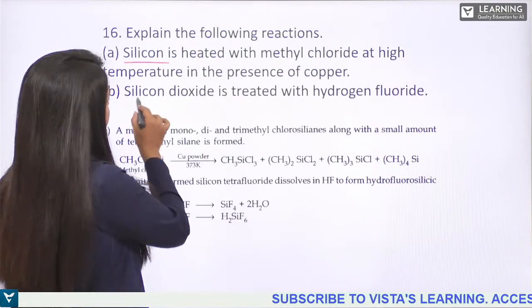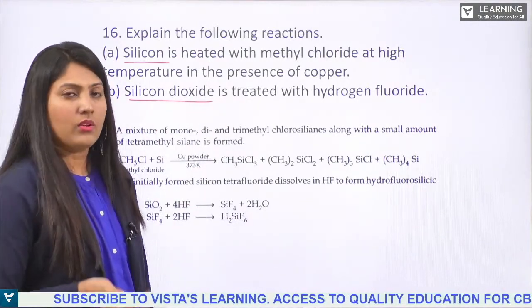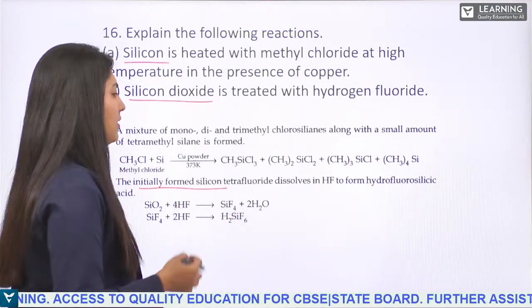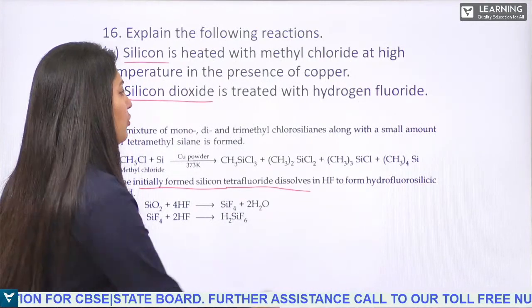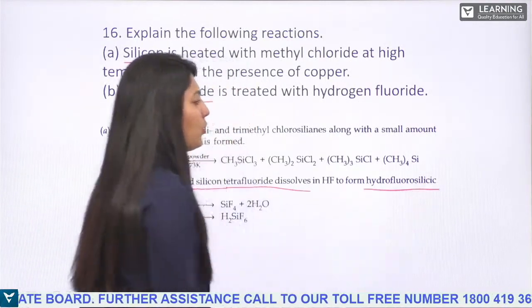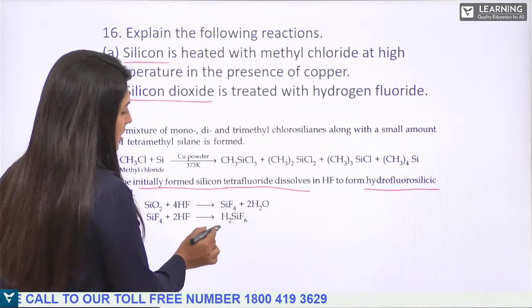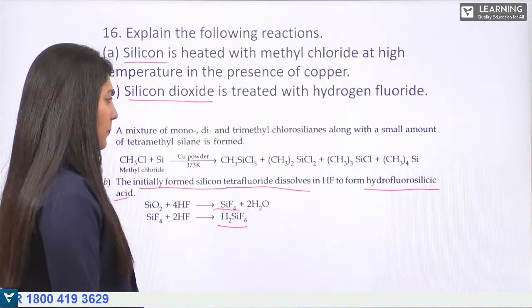Next, silicon dioxide is treated with hydrogen fluoride. Then what happens? Initially, silicon tetrafluoride dissolves in hydrogen fluoride to form hydrofluorosilicic acid. So this is the hydrofluorosilicic acid which has been formed.